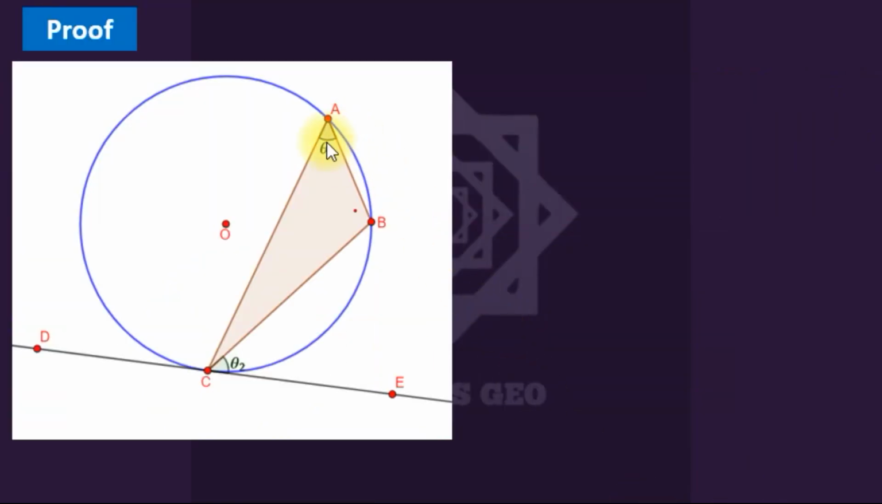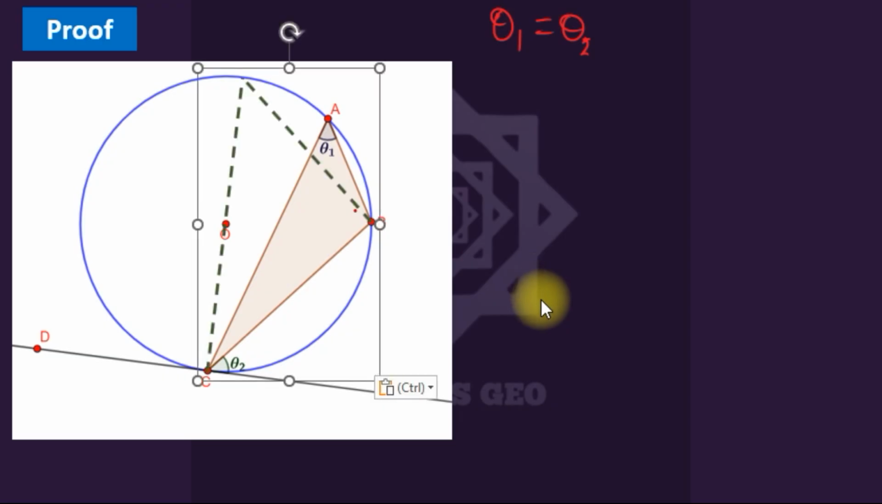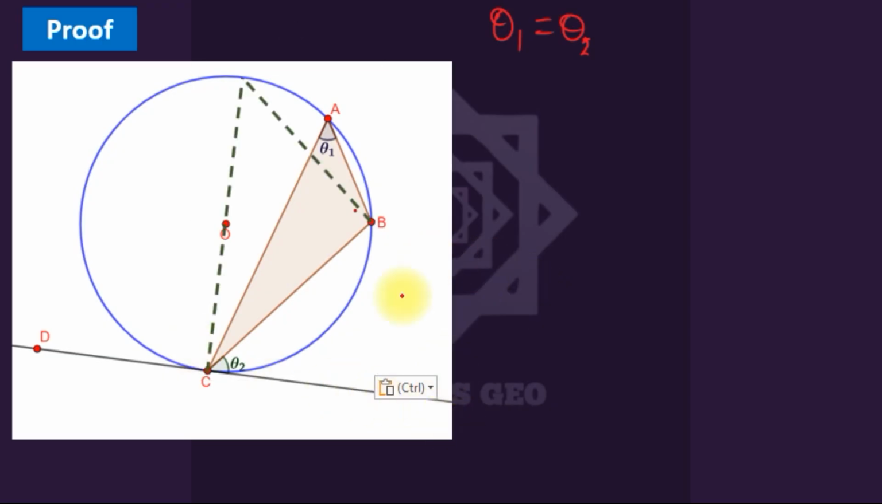So we want to prove that theta 1 is equal to theta 2, given the inscribed triangle ABC and the tangent line DE, such that C is the point of tangency, which is also one of the vertices of the triangle. So let's add two auxiliary lines, one that passes through the center of this circle, while the other will not. So let's call this A, B, C, D, E. And let's call this F.